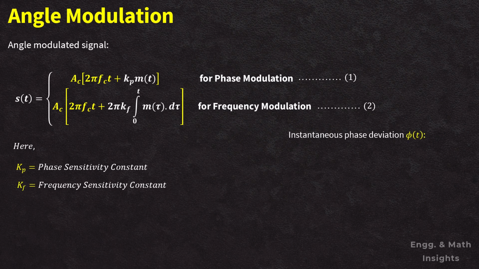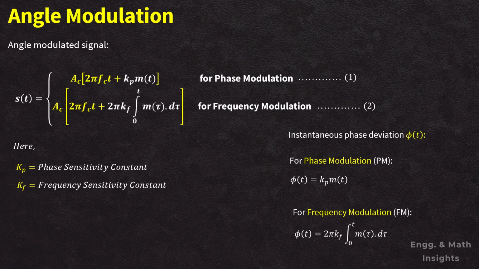for FM. And for the instantaneous phase deviation phi(t), for phase modulation PM, phi(t) is equal to Kp into m(t), and for frequency modulation or FM, phi(t) is equal to 2 pi Kf integration from 0 to t m(tau) d tau. Now we will consider a modulating signal applicable to both frequency and phase modulation and derive a unified representation of instantaneous phase deviation phi(t) within the general form of the angle modulation s(t).